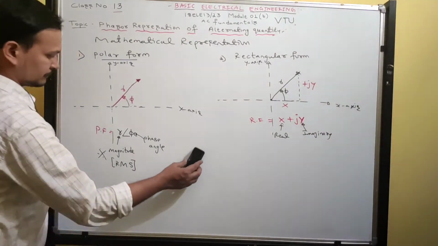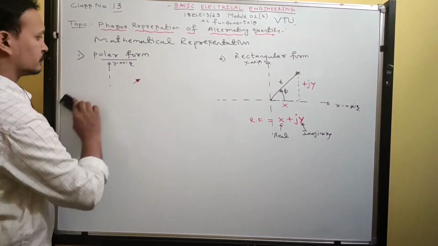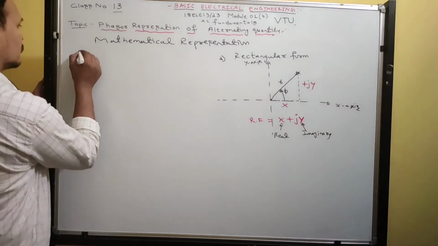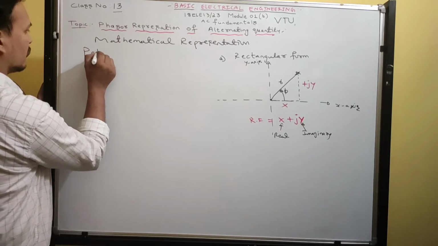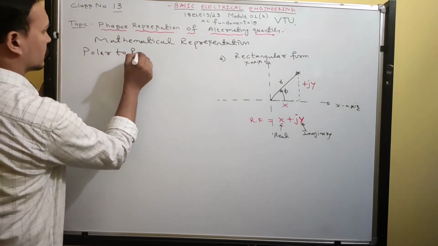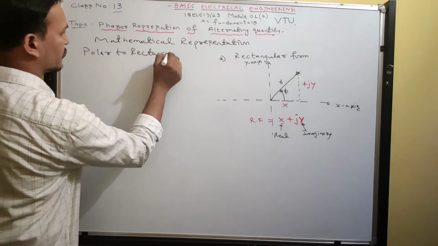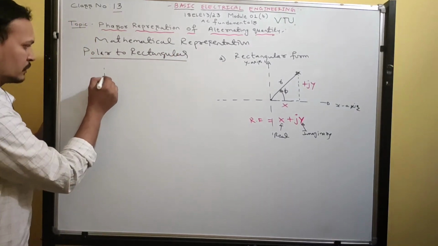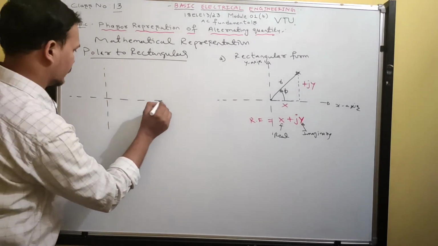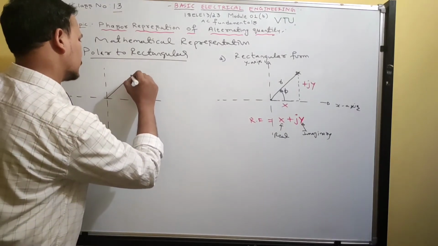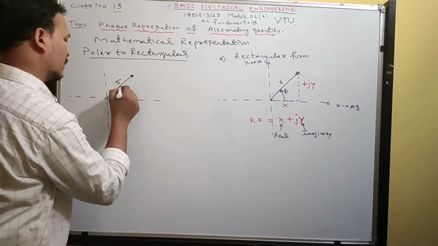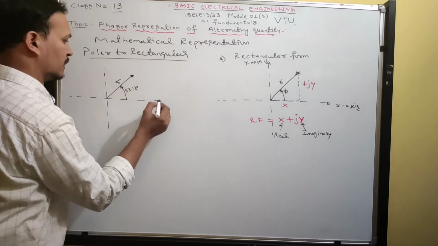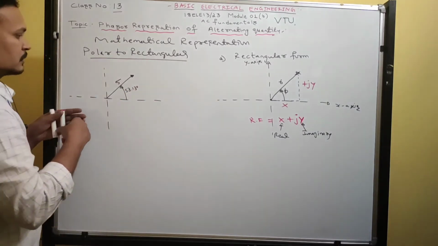Okay guys, look here. Pause the video and then copy down. Now I am converting polar to rectangular form. Let's take some value on the x-axis and y-axis. It has some magnitude 5 and some angle, 53.13 degrees. This is a polar form.